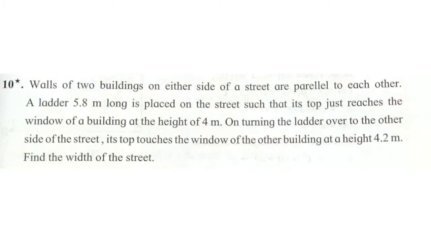Walls of two buildings on either side of a street are parallel to each other. A ladder 5.8 meter long is placed on the street such that its top just reaches the window of a building at a height of 4 meter. On turning the ladder over to the other side of the street, its top touches the window of the other building at a height of 4.2 meter. Find the width of the street. Let's draw the diagram as per description.